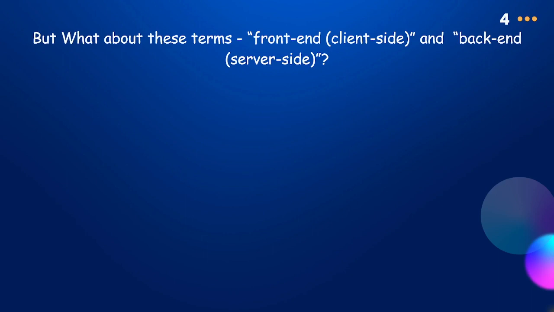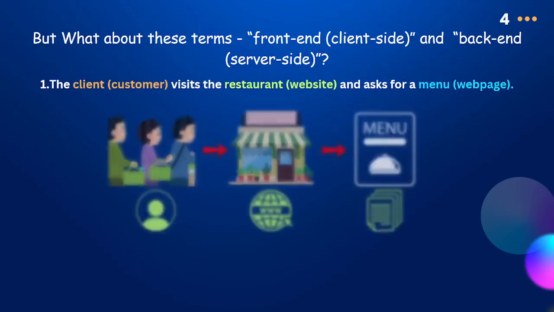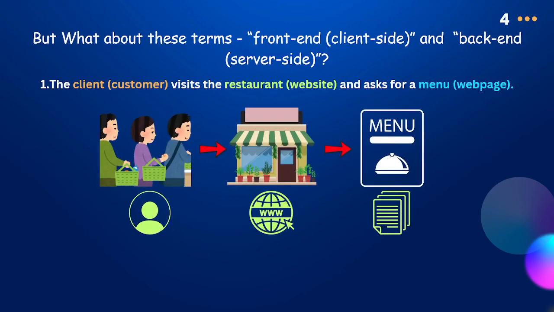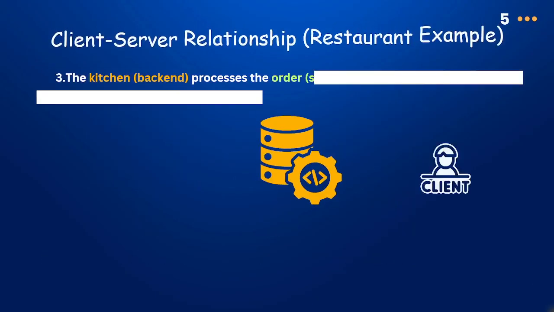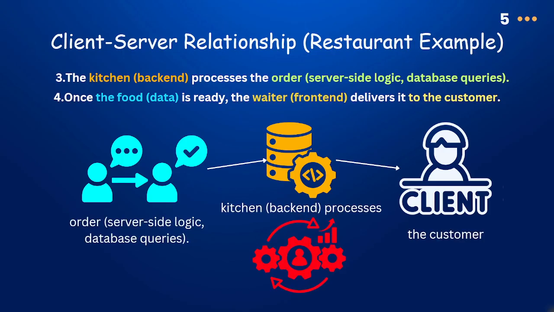Now, about the terms front end and back end, I have discussed already. So here is a restaurant example. You can explore these things, but I will not discuss more about it. So about the backend, that is the client server relationship. Client server relationship means your front end and backend relationship.